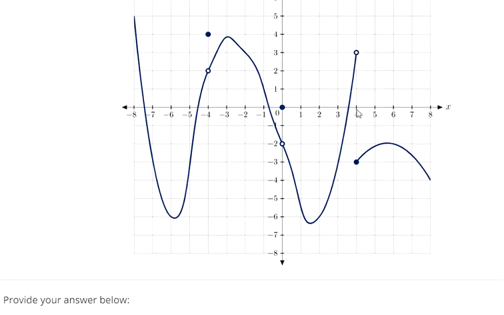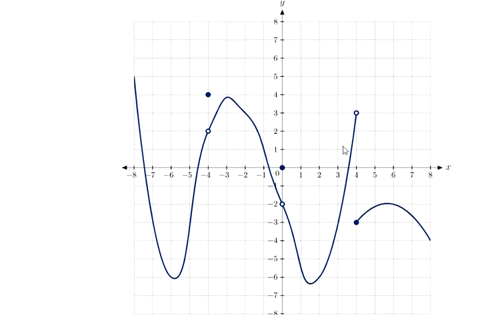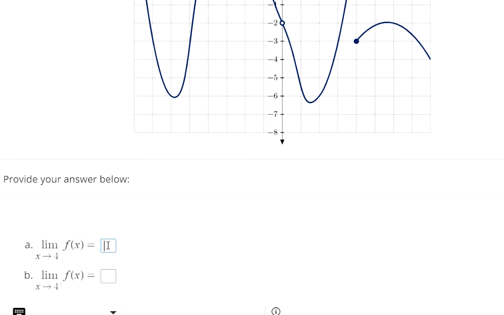Here's x equals 4. Let's see what happens to the y values as we come towards 4 from the left side. So y value -3, going up to -2, -1, y value 0, y value 1, y value 2. We've got a y value that gets infinitely close to 3 coming from the left side.